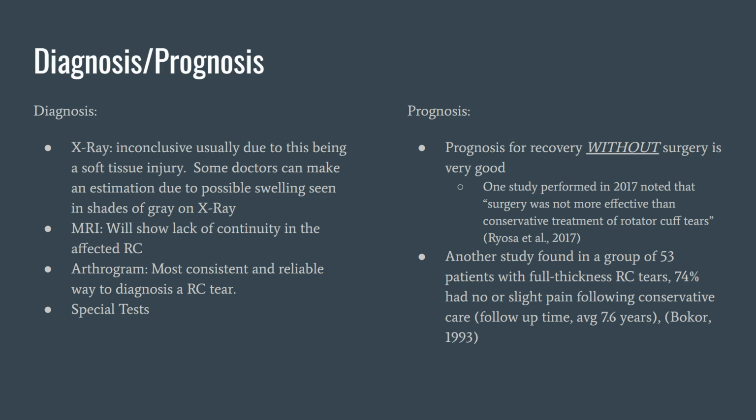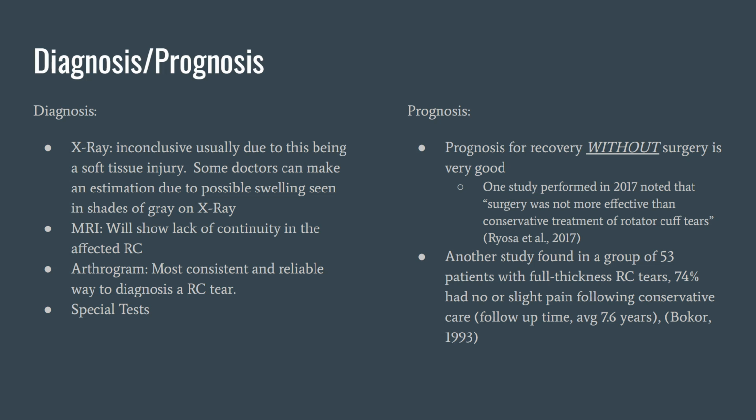So what's the diagnosis, what's the prognosis here? Or how do we diagnose and what's the prognosis? So diagnosis, looking at the usual way that we would look at this. First of all, our doctor's probably going to recommend taking an x-ray, which is going to be inconclusive, usually due to this being a soft tissue injury rather than a bone injury. X-rays look at bones, right? That's how you get your image.